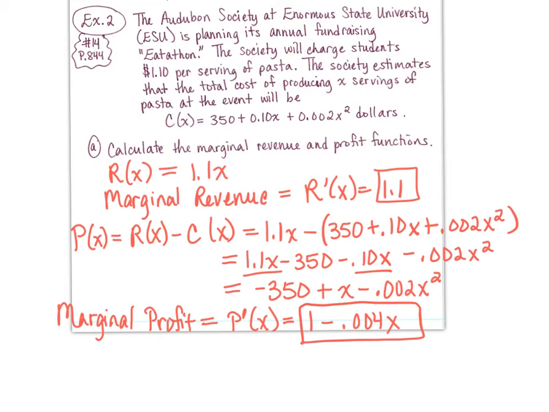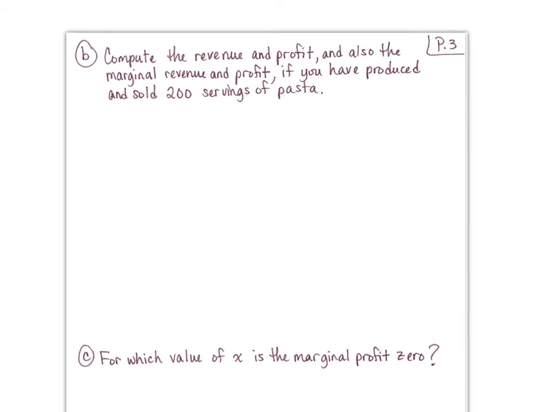Okay, so now we're going to build on what we found here. We're going to continue this example, part B. Part B says compute the revenue and profit and also the marginal revenue and profit if you have produced and sold 200 servings of pasta. Remember, we said R of x was equal to 1.1x. So R of 200 is equal to 1.1 times 200. And that's what? 220. Good.